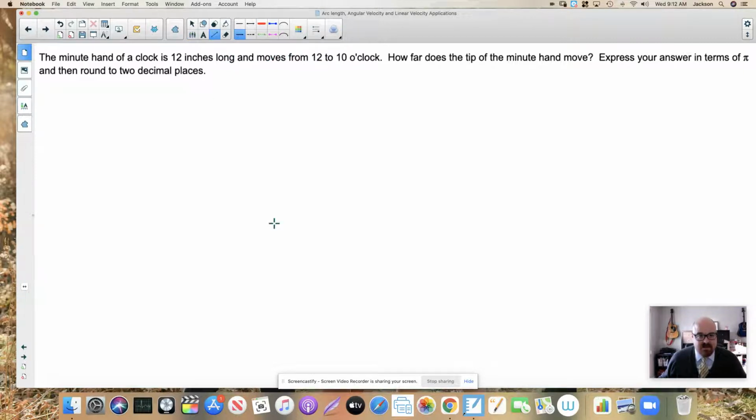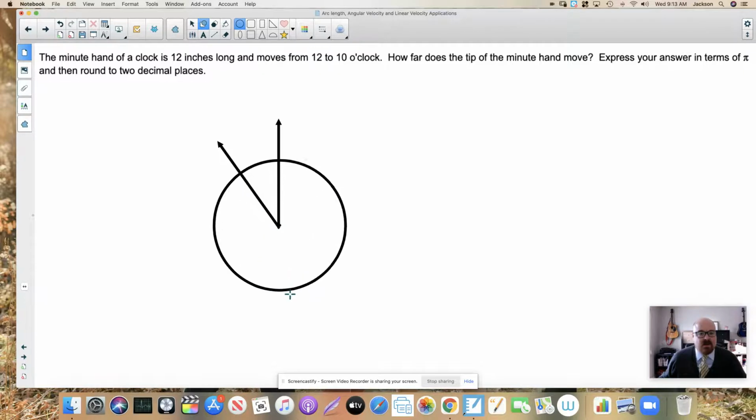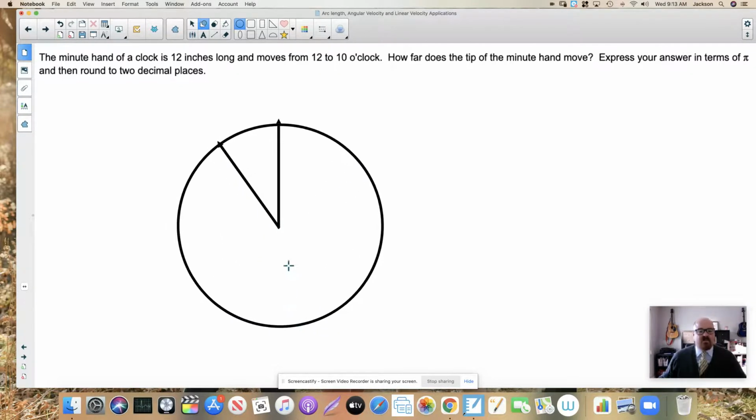Okay, so let's set this up. Here's the minute hand, okay? And I'm going to leave that there as the quote unquote initial point of this angle. It moves from 12 o'clock all the way around to 10 o'clock, which we'll put right here, okay? So forget the crude drawing. Why don't I try this? Let's see if this will work. There you go, from 12 o'clock to 10 o'clock.